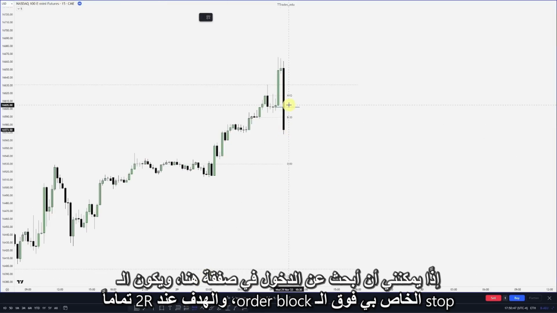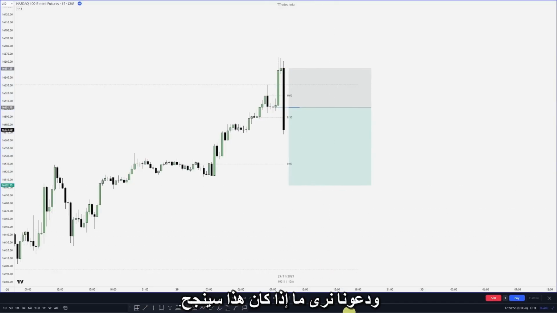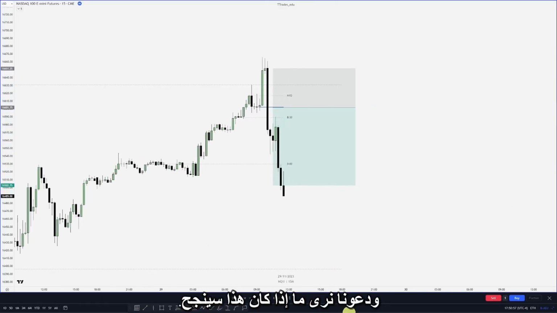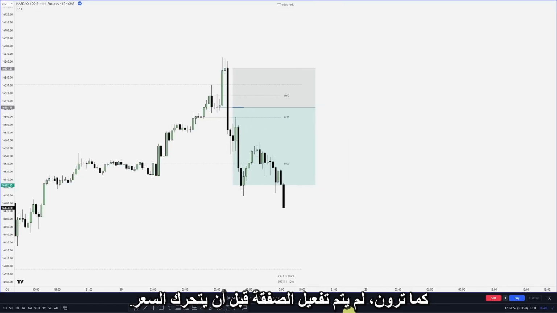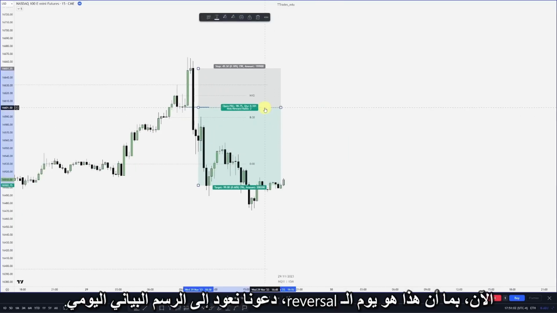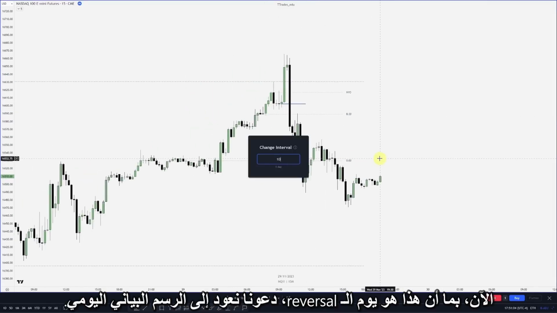So I could look to take an entry here, my stop above the order block, target 2R, right in here, and let's see if this works out. You can see we didn't get tagged in before it went, and that is okay. Now, since that is the reversal day, let's go back out to the daily.